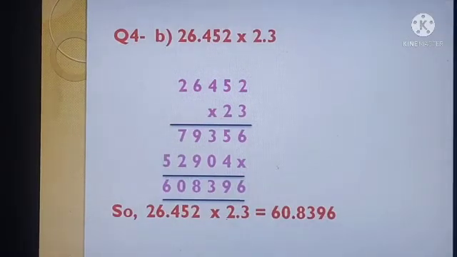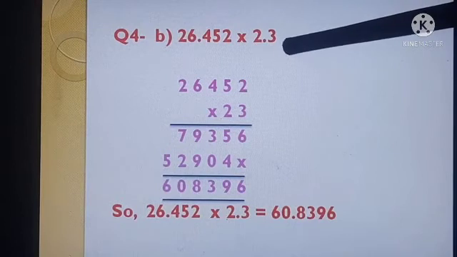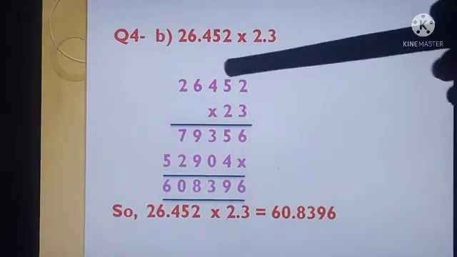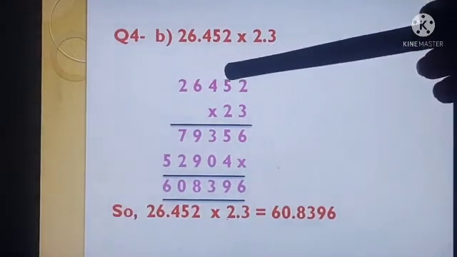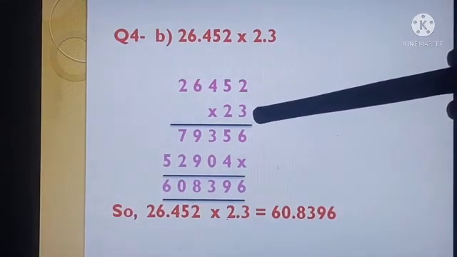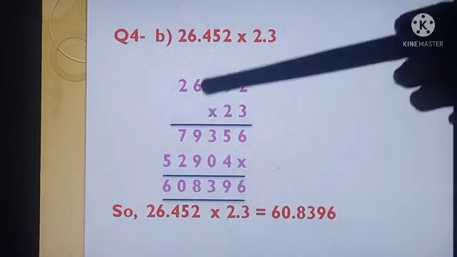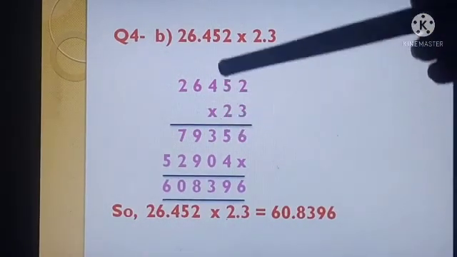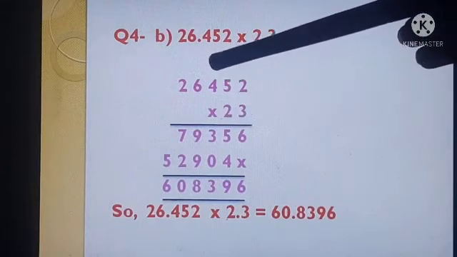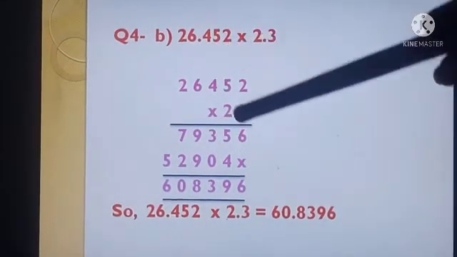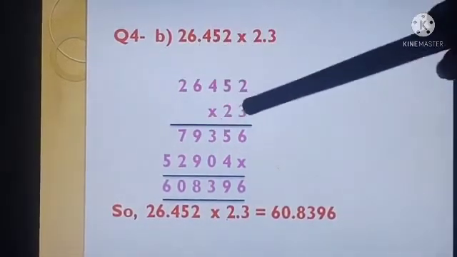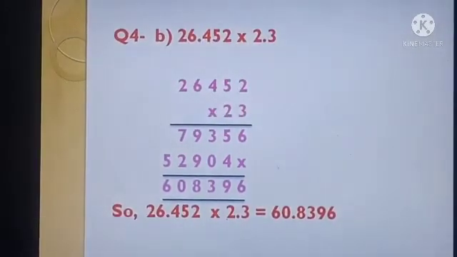Fourth question, B part. 26.452 multiplied by 2.3. So we will do multiplication of 26,452 with 23. We will not put any decimal here. 3 2s are 6, 3 5s are 15, 5, 1 carry. 3 4s are 12, 12 plus 1, 13, 3, 1 carry. 3 6s are 18, 18 plus 1, 19, 9, 1 carry. 3 2s are 6 plus 1, 7.